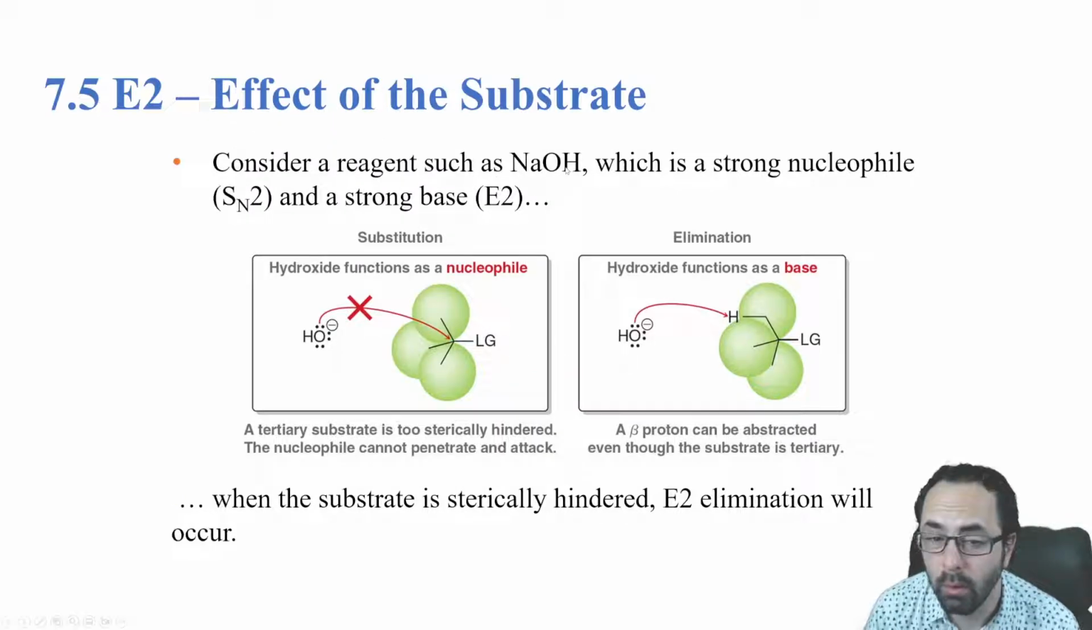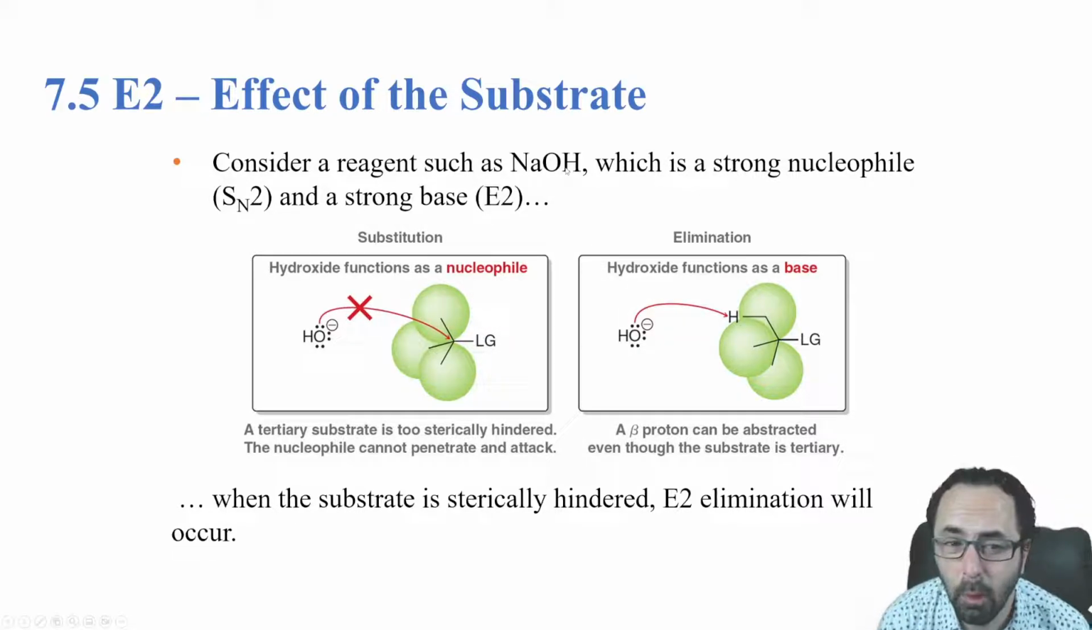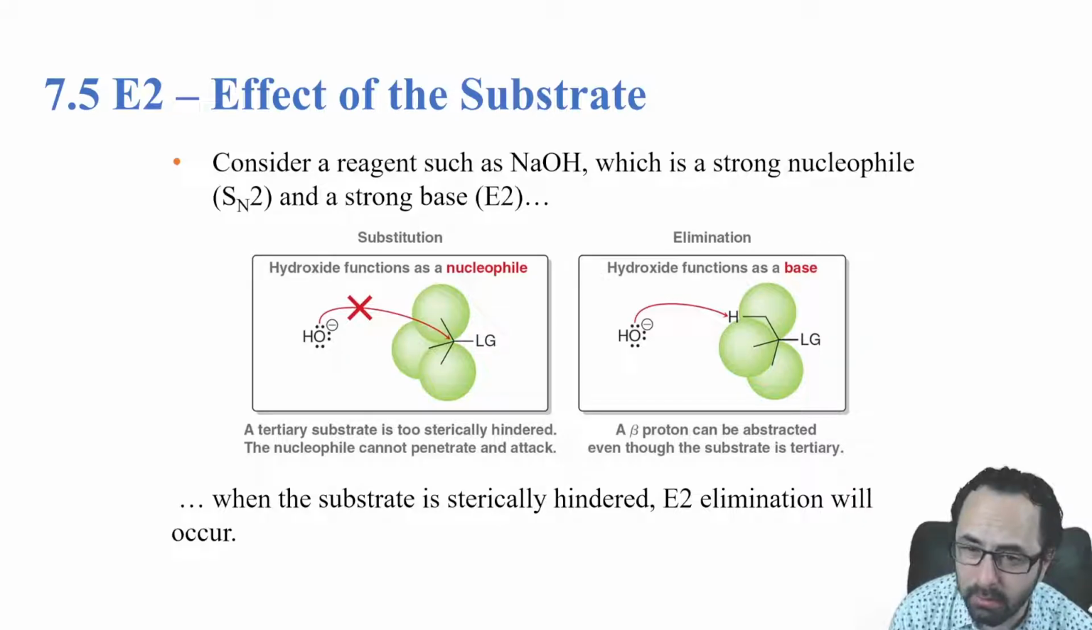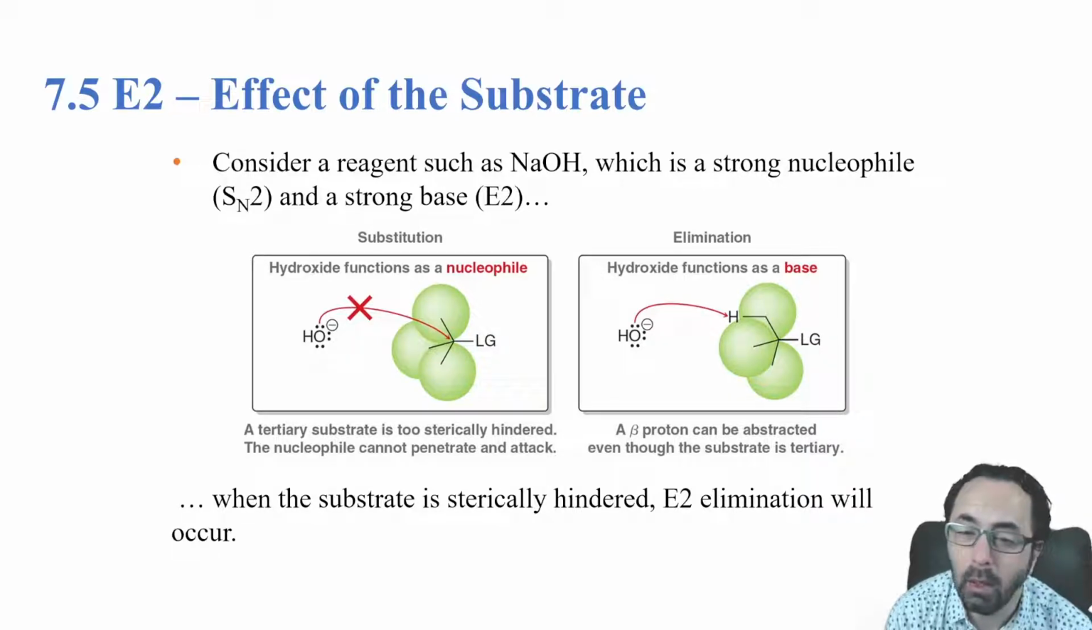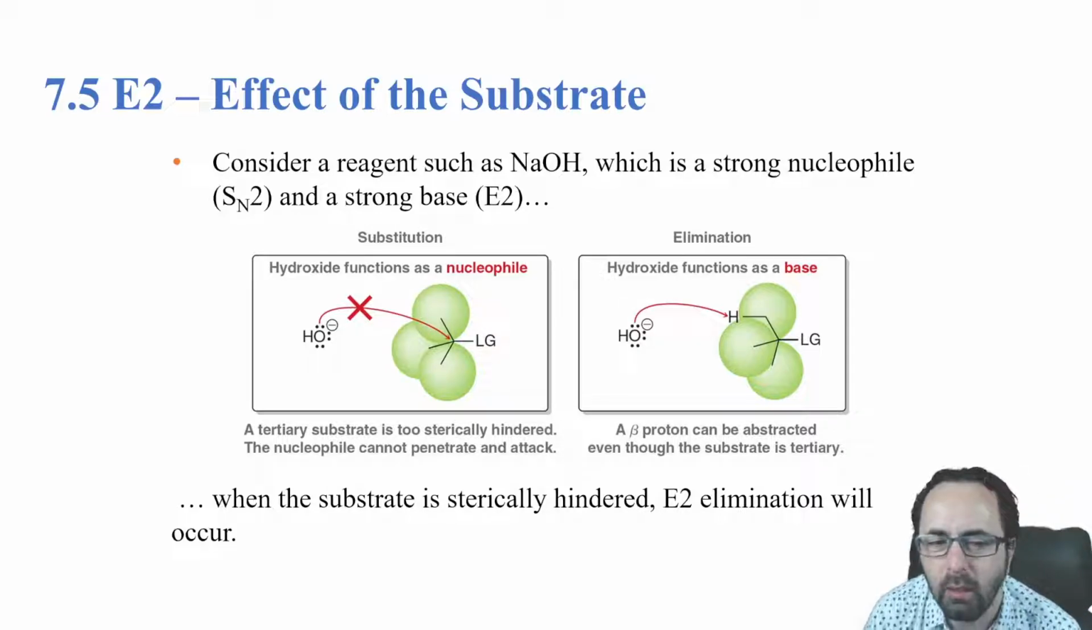Now, as we were talking about before, hydroxide is both a strong nucleophile and a strong base, and that presents issues for us because a substitution SN2 or an E2, either of those can occur. Especially in the case of a tertiary alkyl halide, remember that the SN2 reaction is extremely slow. It's not going to happen very quickly at all. The tertiary substrate is too sterically hindered. The nucleophile cannot approach from the backside.